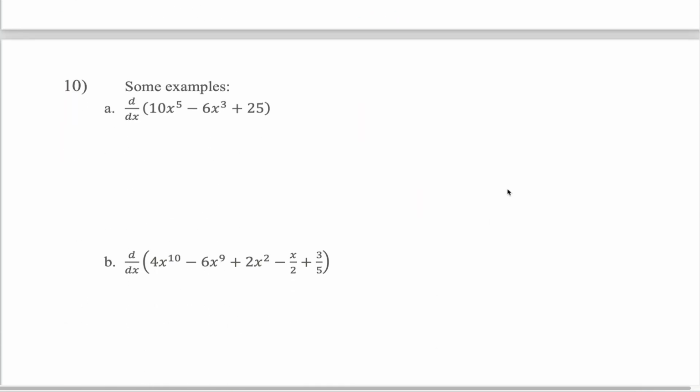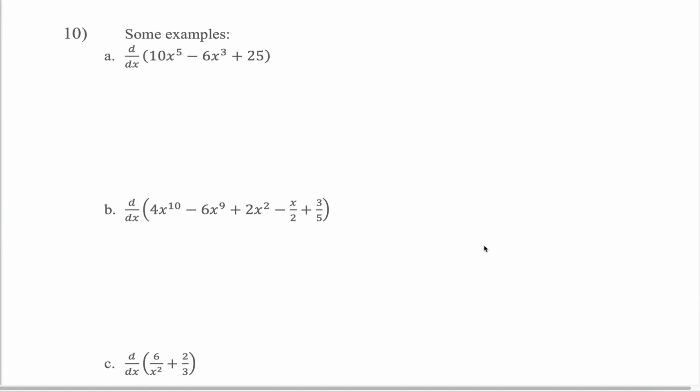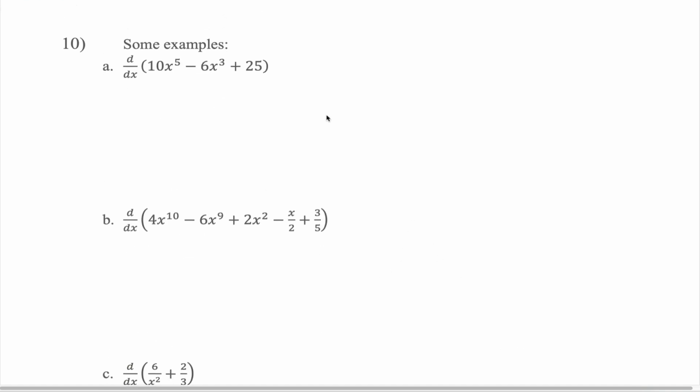Let's see if we can use that to answer a bunch of examples. 8 of them, I guess. So I better go pretty quickly. The first one, hopefully it's fairly straightforward to you. Show as many steps as you feel are necessary.